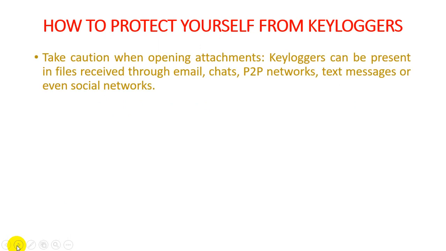Now, how do we protect ourselves from keyloggers? Take caution when opening attachments. If a phishing attack happens and we download some attachment, a keylogger can be present in the file received through email, chat, P2P networks, text messages, or even a social network like Facebook, Instagram, Twitter, and so on. So against all social media, emails, and attachments, we take caution whenever we open any kind of attachment.